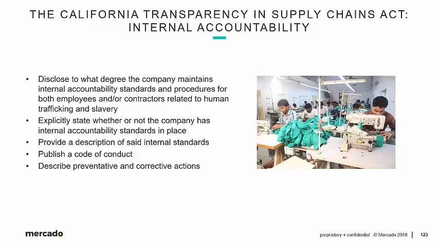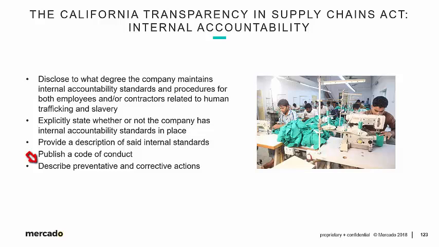Explicitly state whether or not the company has internal accountability standards in place. Provide a description of said internal standards, the rules of the game for employees and its contractors to follow. Here's a great one, second to the last bullet point. Publish a code of conduct that can be seen by all parties in the lunchroom, in the break room, in public gathering areas. Publish, share, go over, and train on the code of conduct of a given company.